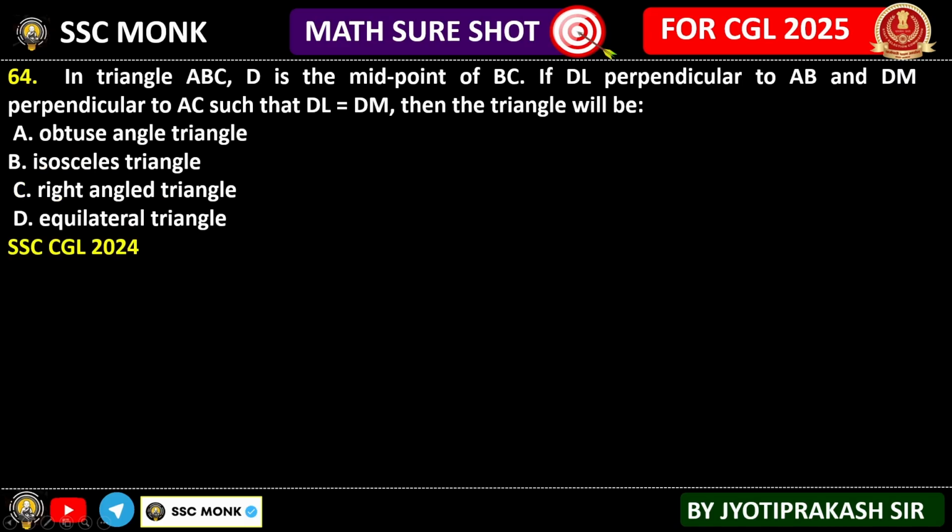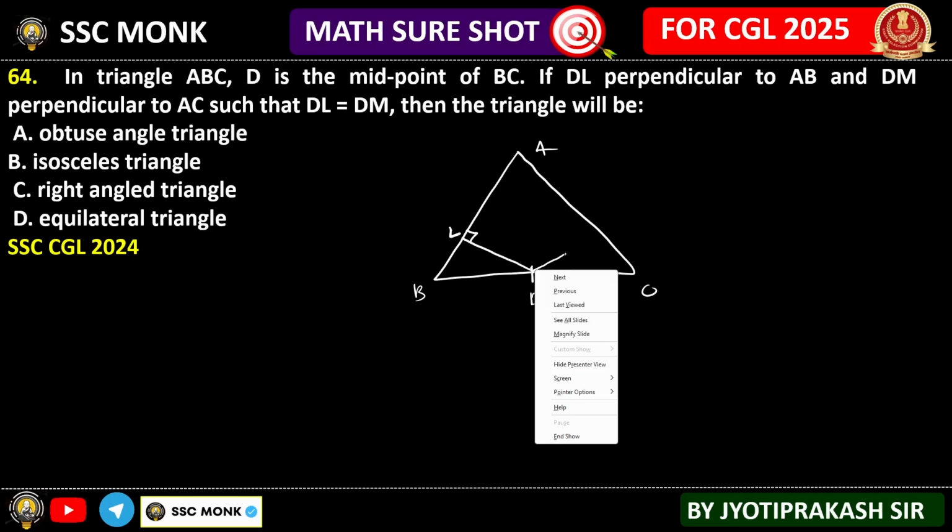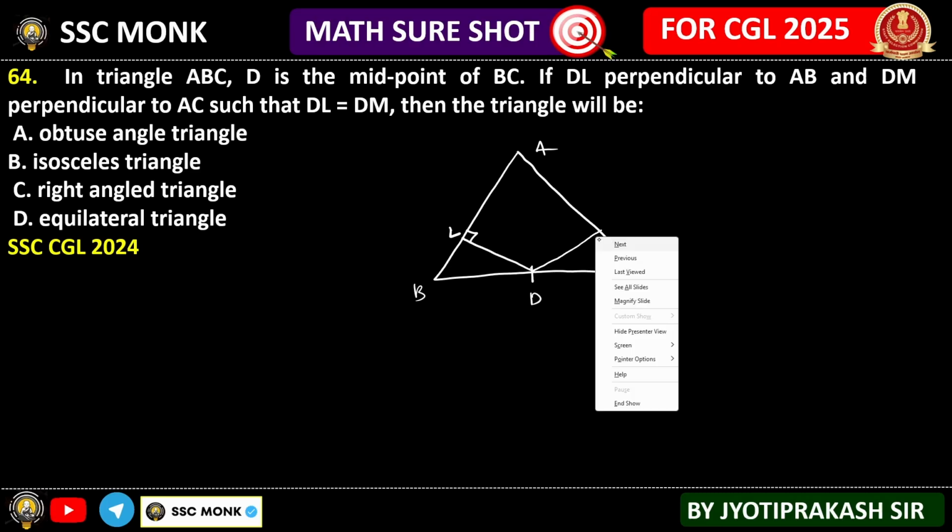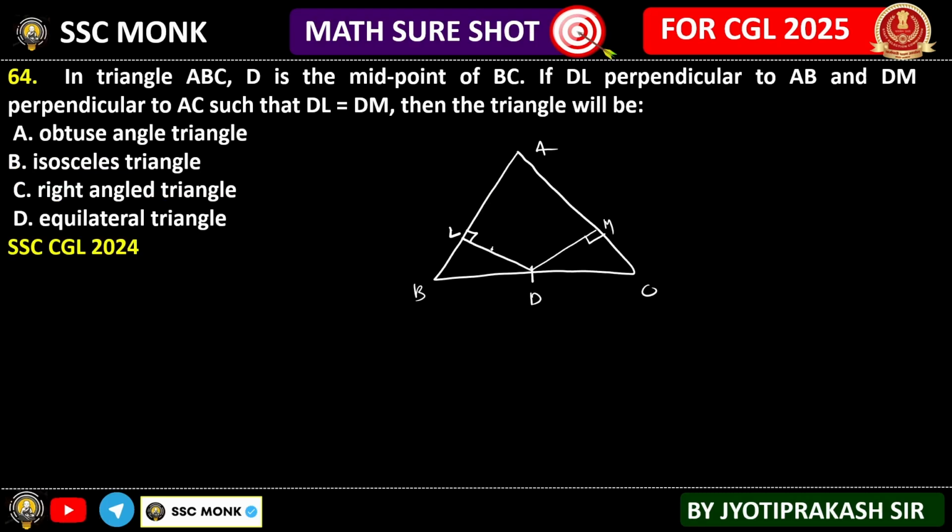So how many cubes can be possible? 84. Next. In a triangle ABC, D is the midpoint of BC. If DL is perpendicular to AB and DM is perpendicular to AC such that DL is equal to DM, then what is the triangle ABC? So this is a triangle ABC. D is the midpoint of BC. DL is perpendicular to AB. This is 90 degree. DM is perpendicular to AC. This is 90 degree. It is saying DL is equal to DM. Then the triangle will be what?